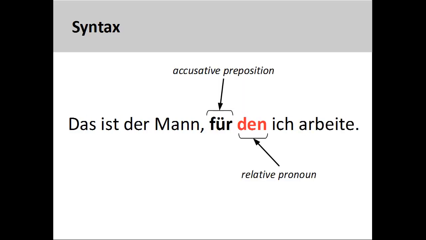If, however, a preposition is used to modify the relative pronoun, this preposition will be placed immediately before the pronoun. In the sentence you see on the screen, "Das ist der Mann, für den ich arbeite," that is the man for whom I work, the accusative preposition für comes before the accusative masculine relative pronoun den.